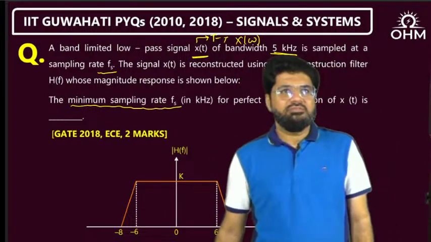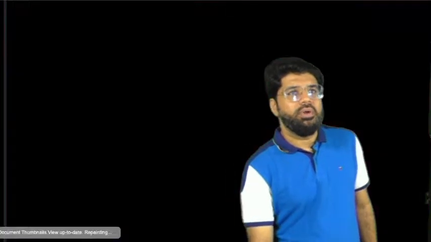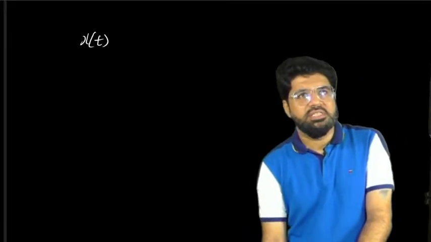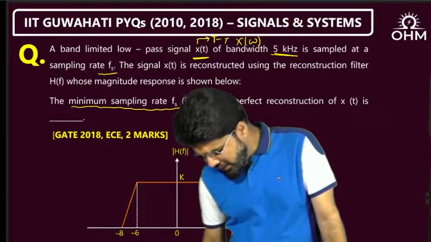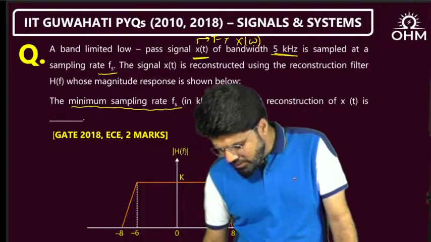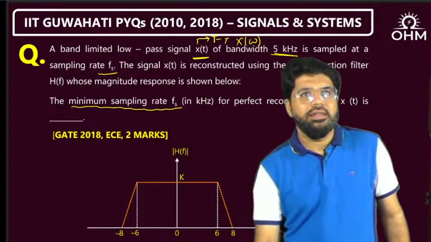What is the Fourier transform of the sampled signal? How do you actually consider the sampling process? The basic idea of the sampling process is important to solve this question. It's a GATE 2018 2 marks question. Pratap has the answer, 13 kilohertz. All right, great, answer is coming up already.